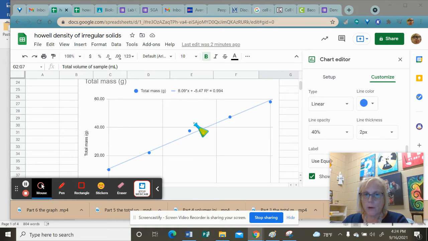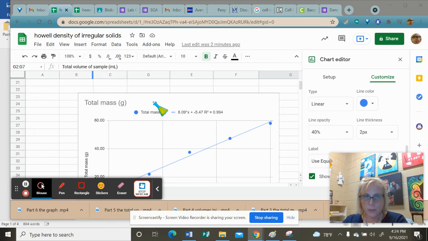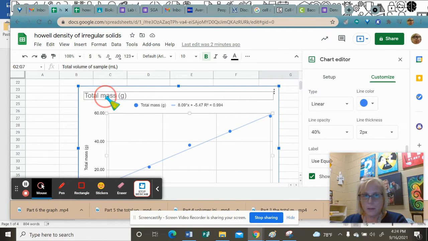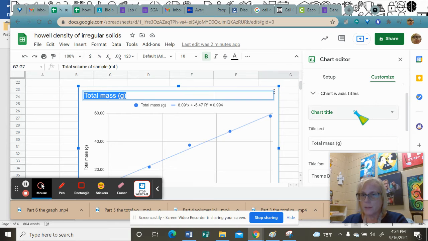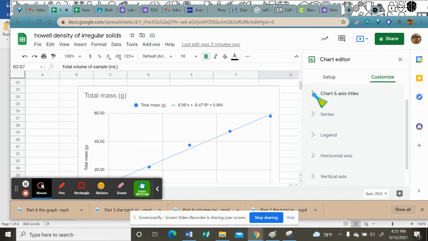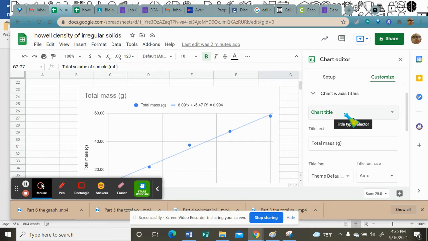I want to look over my graph one more time and just make sure that I've got everything labeled. I have to have a title, and this title is not going to be acceptable. So I can double click it if it comes up. If not, you can look over here and see where it says chart title and axis. Expand it down. And I'm going to click on chart title.